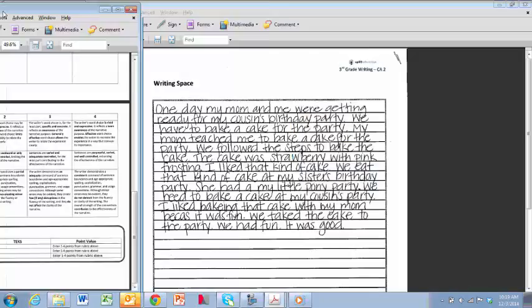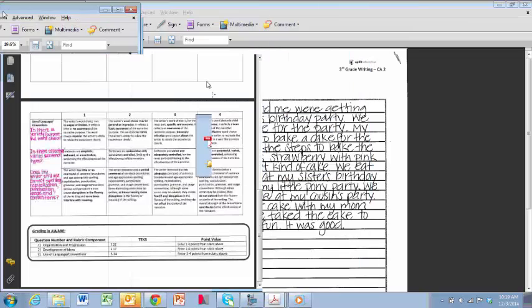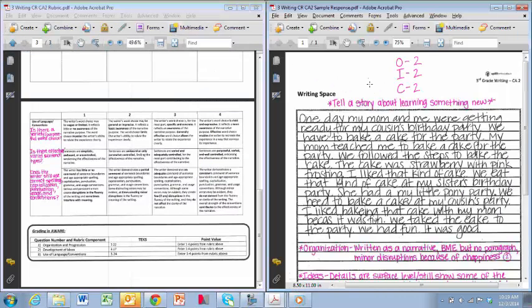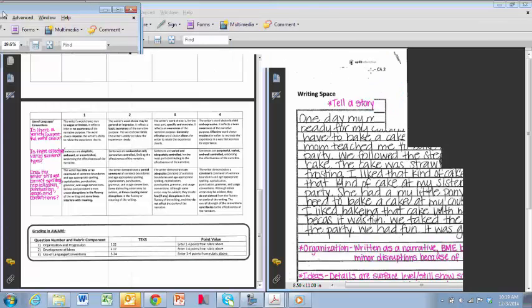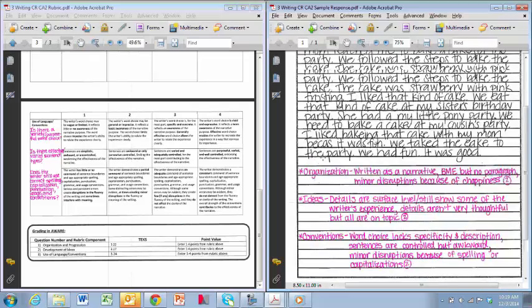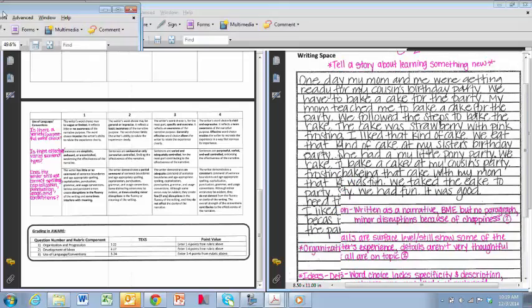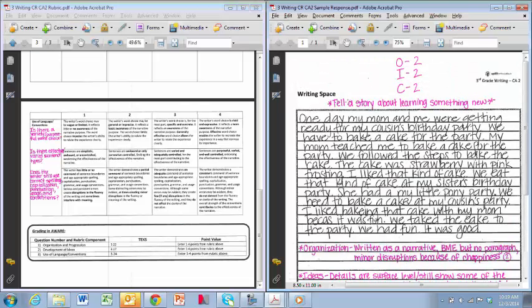What I'd like to show you real quick is the sample response that you read earlier. What I've done is I've taken a moment to annotate it and write down what I would have scored this. So I wrote out the prompt right here: tell a story about learning something new. In this story, it's a mom and possibly a daughter going to a cousin's birthday. The mom teaches her how to bake a cake. They followed the steps, what happened with the cake, taking it to the cousin's birthday party, and so on.